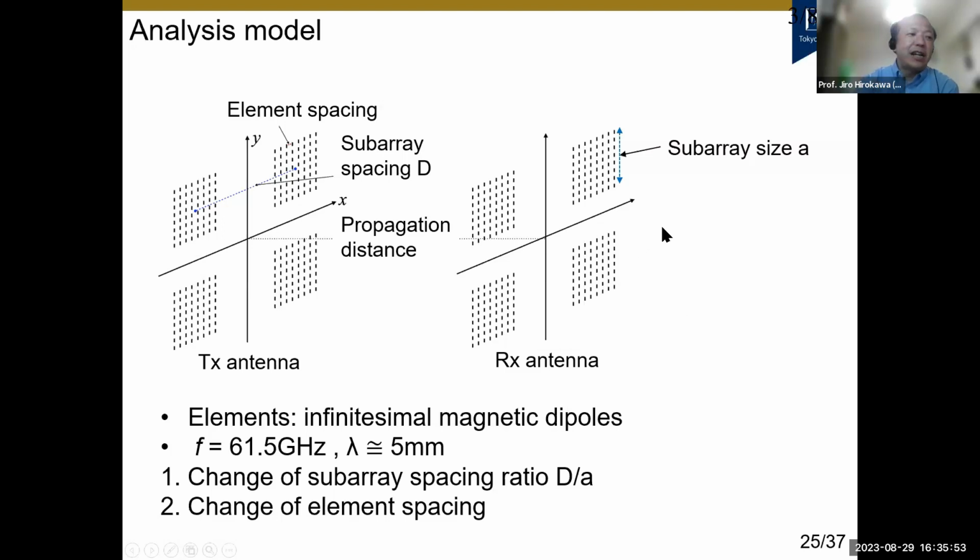So this is just the simulated results. Subarray size is A, and subarray spacing, center to center, is large D. We assume elements using infinitesimal magnetic dipoles. So we change the value of the subarray spacing ratio D over A, and we also change the element spacing.